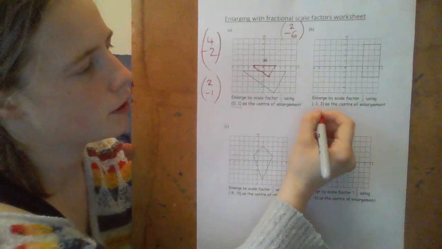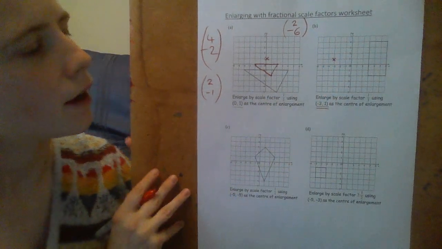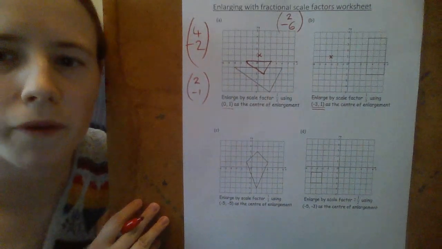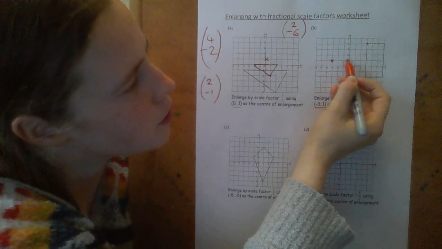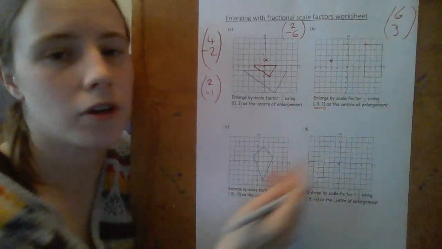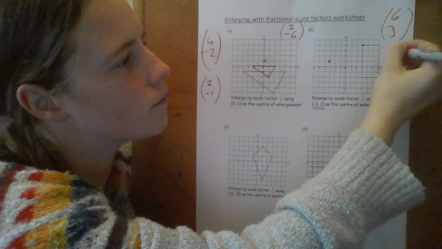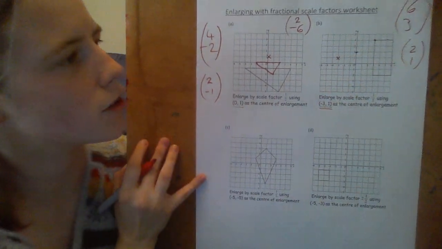Okay, next one, centre of enlargement is minus 3, 1. So I'm going to pop that on there. Okay, and I'm doing scale factor of 1/3 this time. So starting with this point here, I need to go 1, 2, 3, 4, 5, 6 across, 3 up. 1/3 of that is 2 across, 1 up. So I will end up here at the point 0, 2.